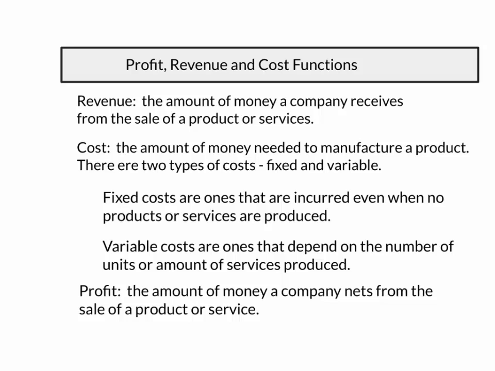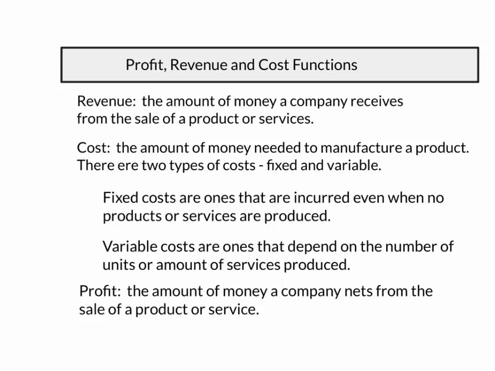In this video, we're going to be looking at the profit, revenue, and cost functions. Revenue is the amount of money a company receives from the sale of a product or services. For instance, if you go to a store and buy 10 candy bars for $2 a piece, then you have to pay $20, and that $20 is the revenue the store gets from selling you those candy bars. Cost is the amount of money that we need to manufacture a product.